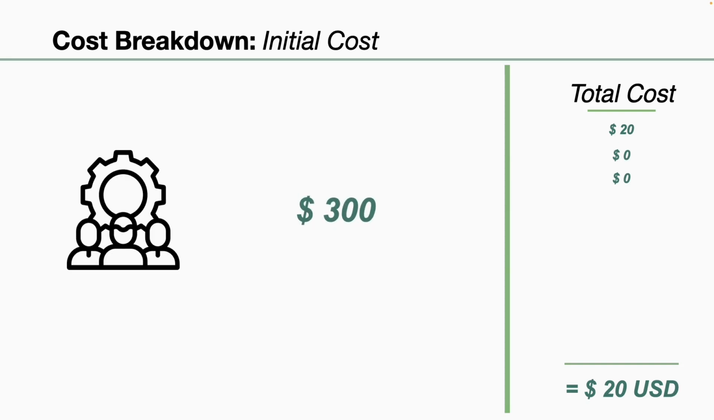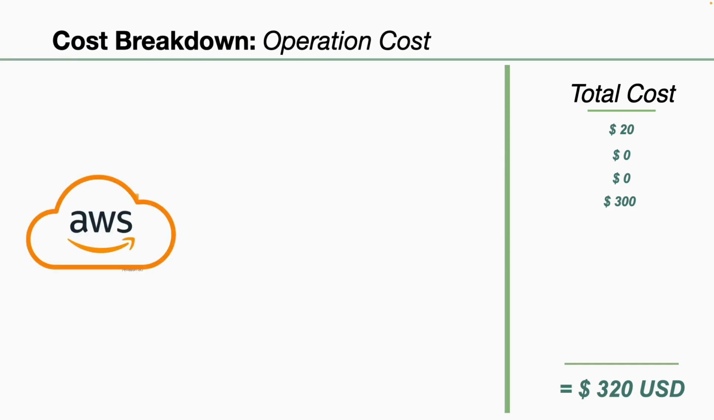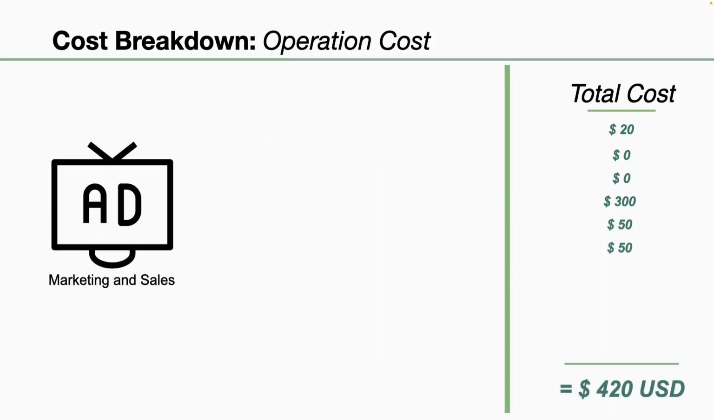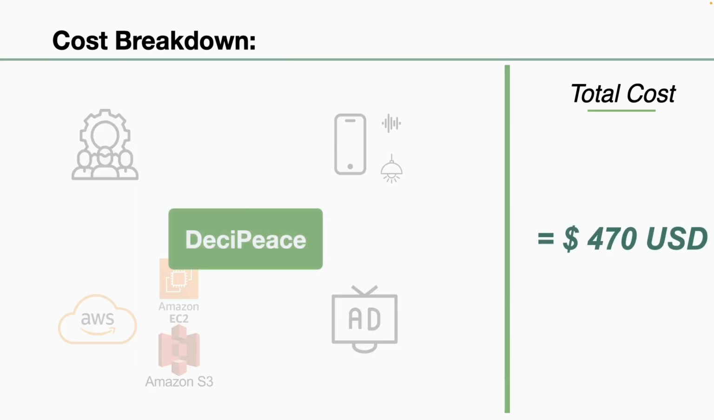The main cost would be the personnel cost to actually collect the data, and that would be our initial cost. As our operation cost, we mainly use Amazon Web Services with EC2 and S3, and we estimate about $50 of service fee depending on the traffic each month, so that would total to 100. In the future, we would like to market our company. That would be about another 50 as an operation cost. So in total, 400. Our company's costs would be about 470.